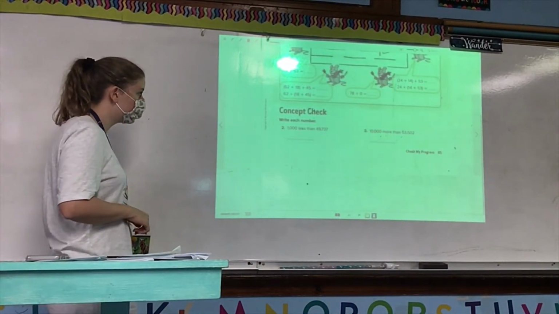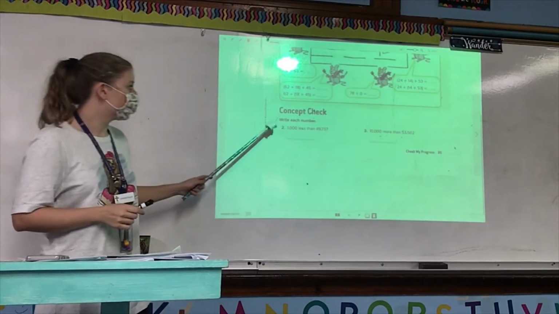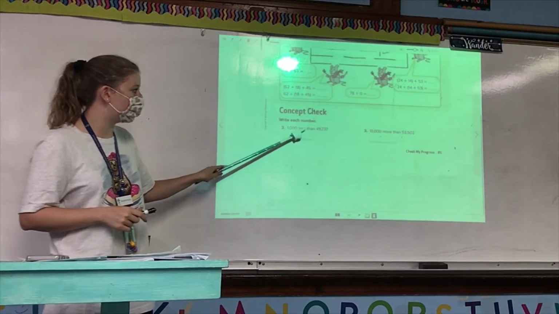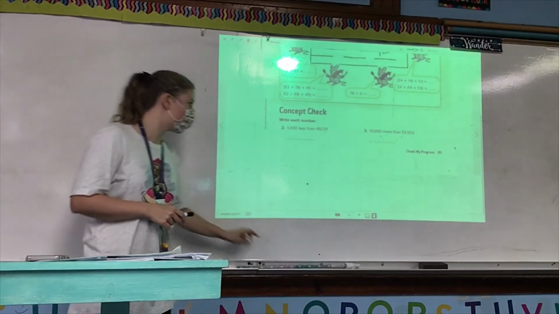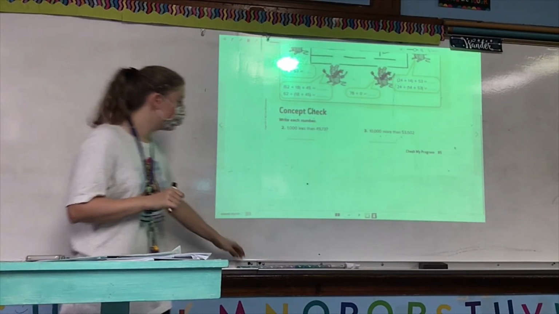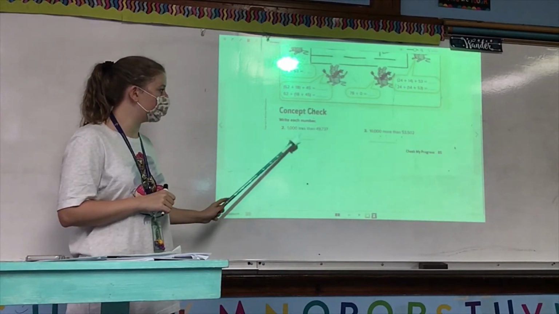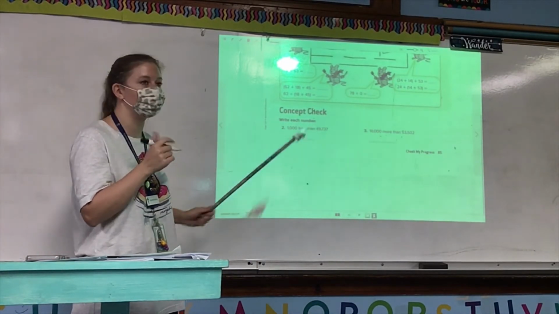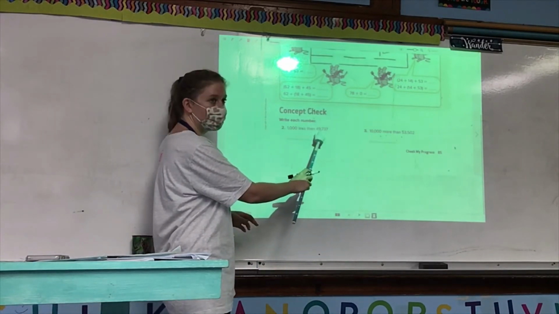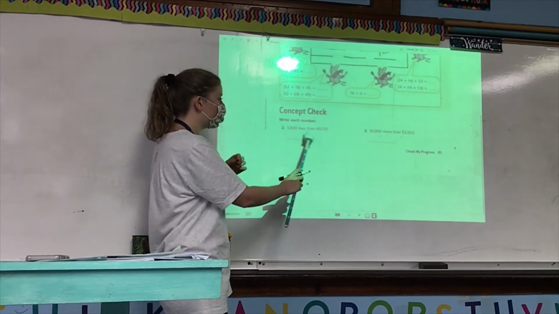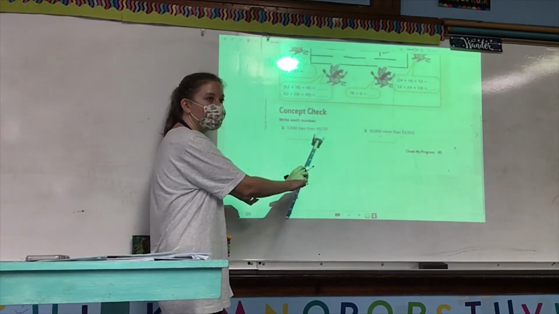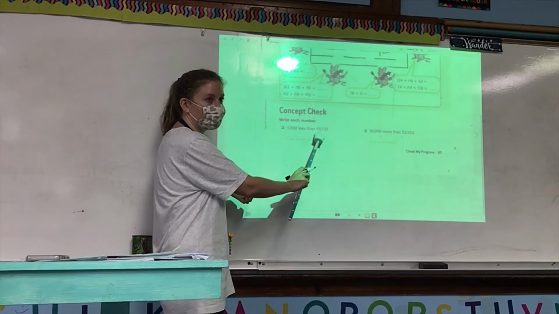Number 2, the directions say write each number. We're trying to write the number that is 1,000 less than 49,737. So Michaela, which place are we going to look at in our number if we're trying to see what 1,000 less is? Which place are we looking at? The thousands place. What digit is in the thousands place? A 9. And we're trying to see 1,000 less. So that means we're going to the thousands place and we're taking 1 away.